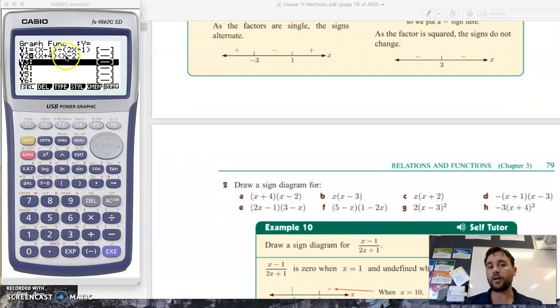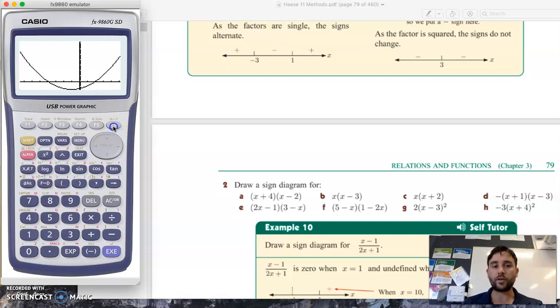I got x plus 4 outside of x take 2. I just draw that function, and I get it so I can clearly see it. Now what I need to do then is create my sign diagram for this. So I just need to find my points at which they intersect the x-axis.